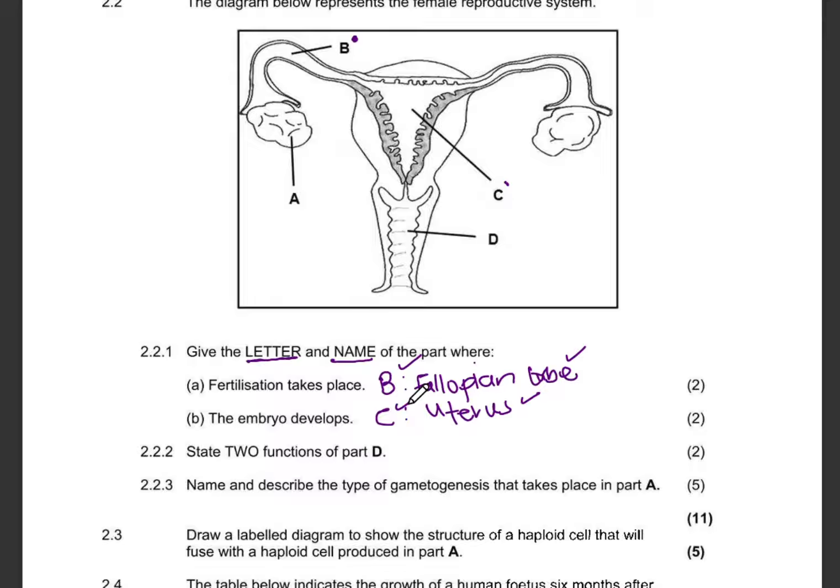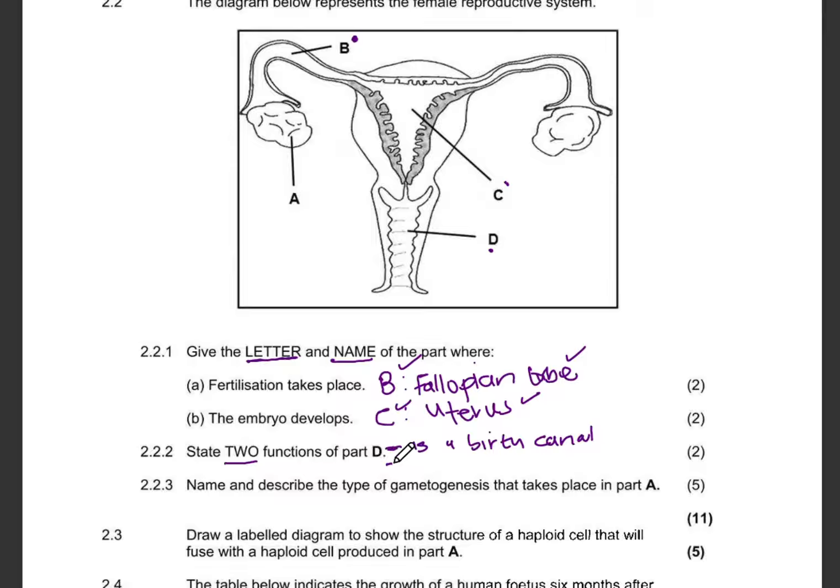State 2 functions of part D. So they are not asking us to label part D, they are asking us to just give 2 functions, and that's what we need to do. So even if you do mention that it is the vagina, you're not going to get a mark for it, so there's no need for you to mention. So the 2 functions, we can talk about the first one being the birth canal. So we know that the vagina is a birth canal.